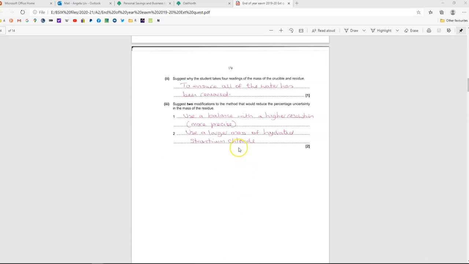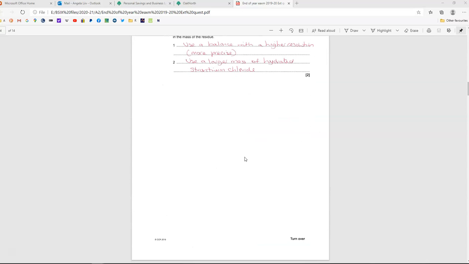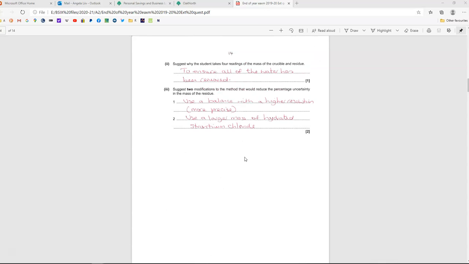Okay, so to reduce the percentage uncertainty, you could use a balance with a higher resolution, more decimal places, however you want to say it, and use a larger mass of hydrated strontium chloride. They're really the only 2 things that would reduce the percentage uncertainty. So saying repeat it and that kind of thing is not what they're looking for here.